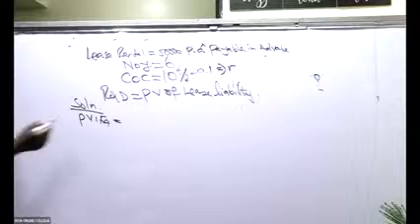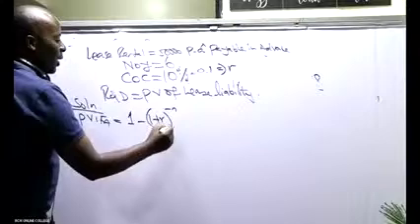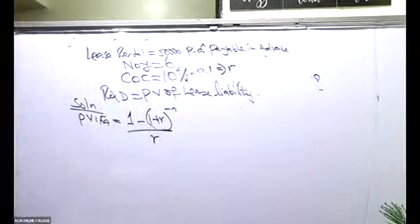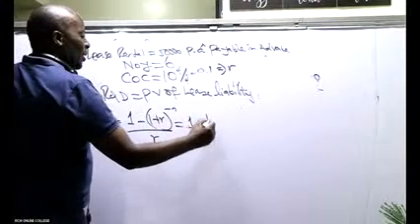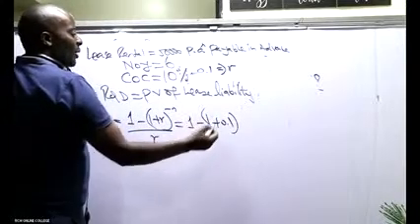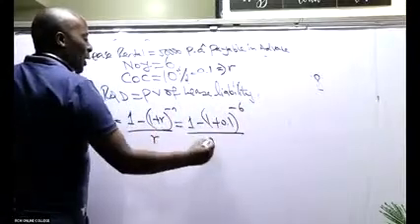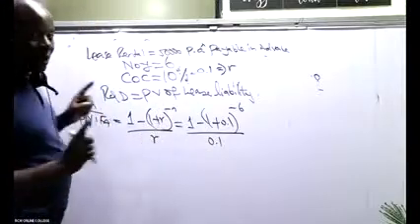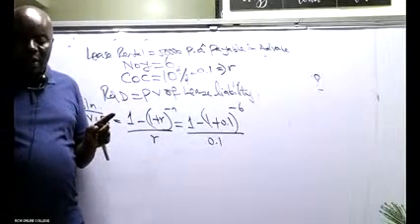So my PV here will be 1 minus this simple formula, and then we divide everything by R. So this will be 1 minus (1 plus 0.1), because R is 0.1, raised to minus 6. Then we divide everything by R, which is 0.1. Everybody, ensure that you are able to get this using our calculators.